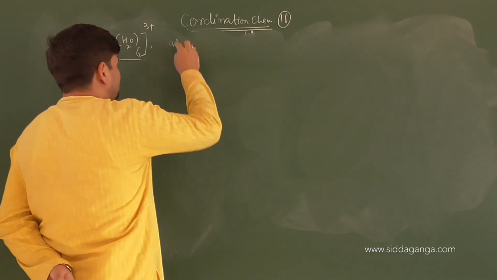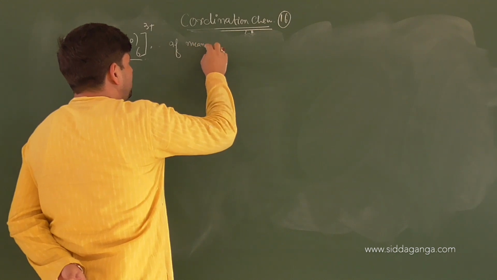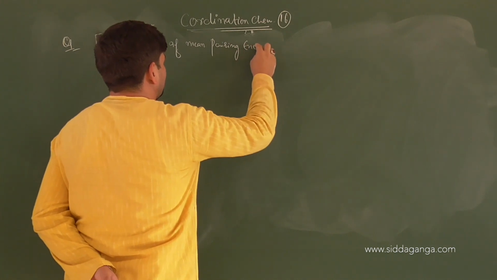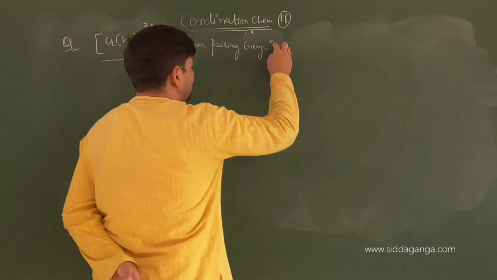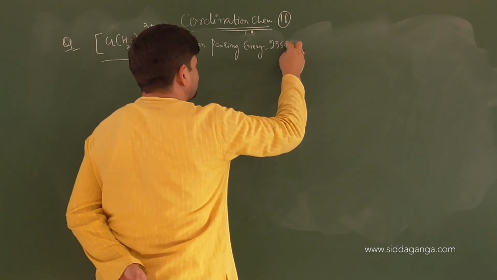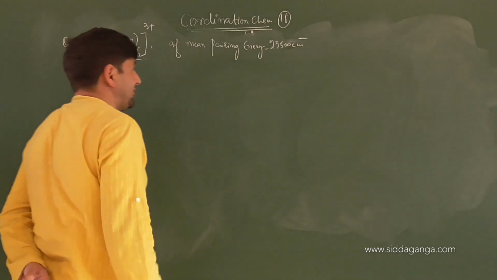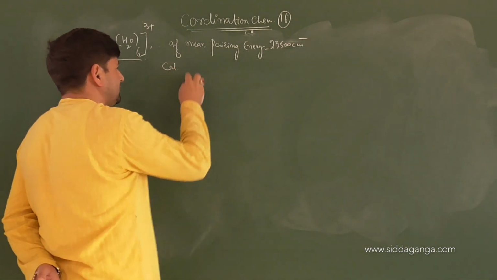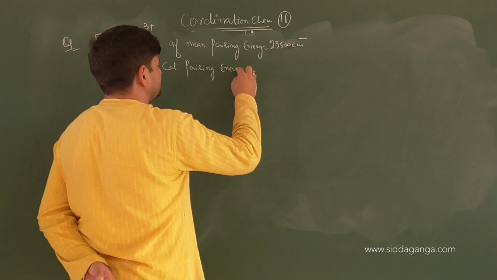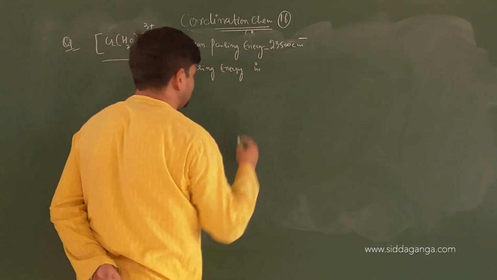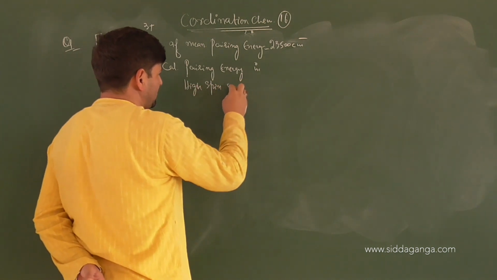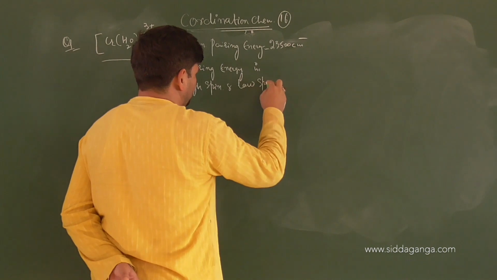If mean pairing energy is given, 23500 centimeter inverse. Calculate pairing energy in high spin and low spin states.